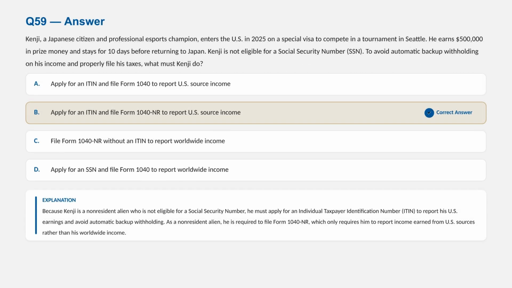The correct answer is B. Apply for an ITIN and file Form 1040-NR to report US source income. Because Kenji is a non-resident alien who is not eligible for a Social Security number, he must apply for an individual taxpayer identification number (ITIN) to report his US earnings and avoid automatic backup withholding. As a non-resident alien, he is required to file Form 1040-NR, which only requires him to report income earned from US sources rather than his worldwide income. Great, now let's move to our next question.